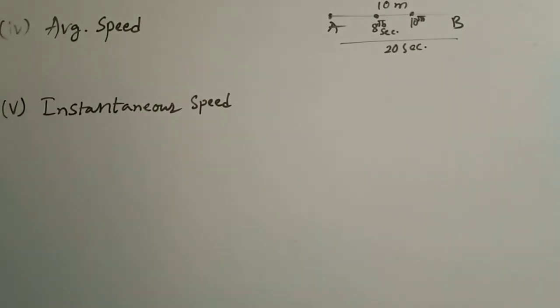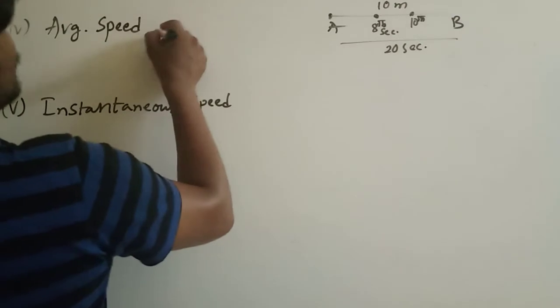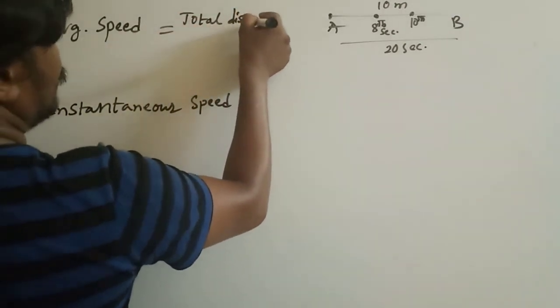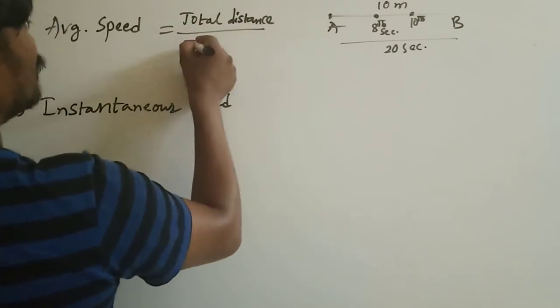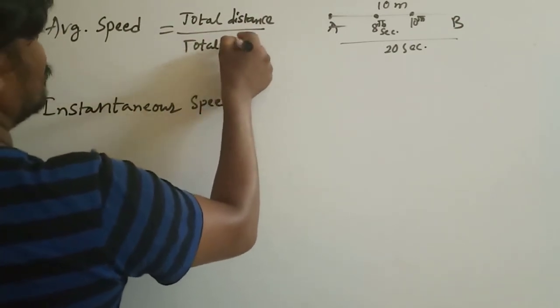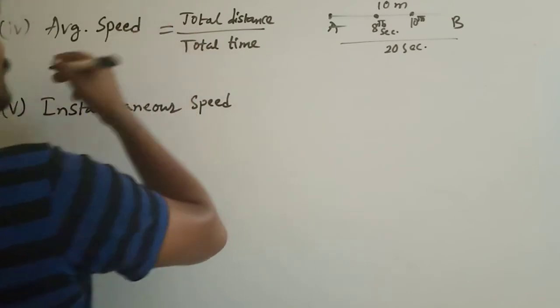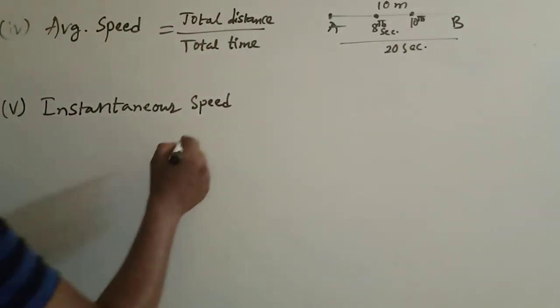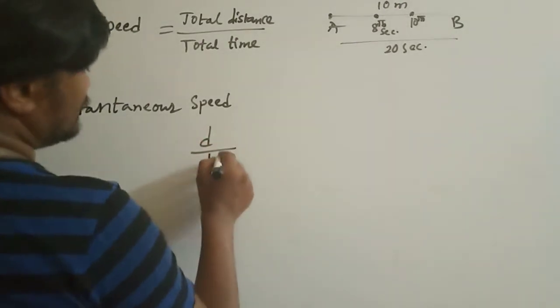And average speed you already know. So what is average speed? The formula is total distance upon total time. So it is very easy. Total distance upon total time, that is nothing but your average speed. And for instantaneous speed, it is d by dt of s.